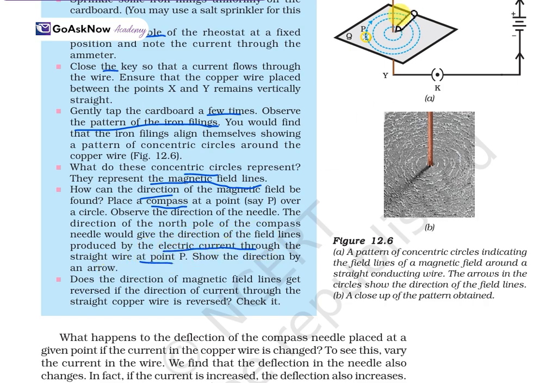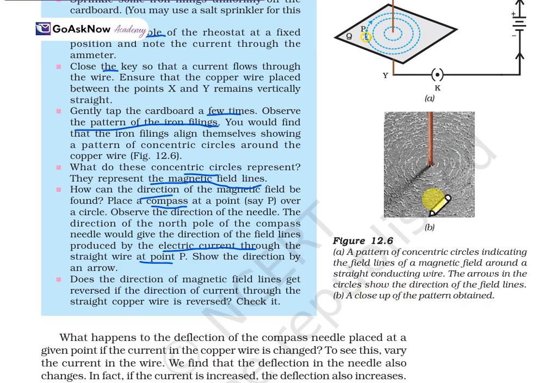So show in the direction of an arrow. Does the direction of the magnetic field get reversed, or the direction of the current through the straight copper wire reversed? You'll have to check this with the help of an experiment. Here in diagrams A and B, A is the pattern of concentric circles indicating the magnetic field lines around the straight conducting wire. The arrows on the circles show the direction of the field lines.